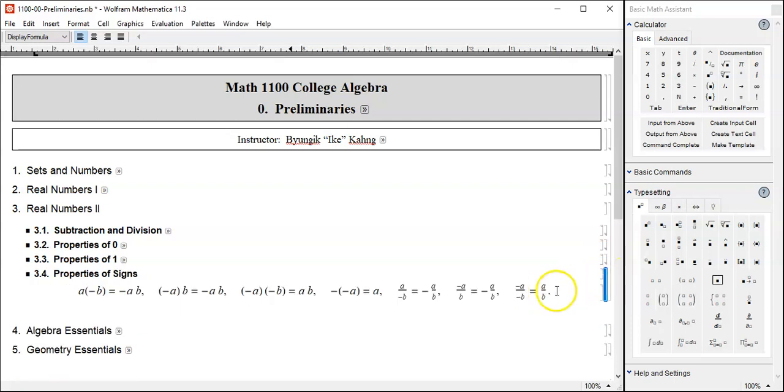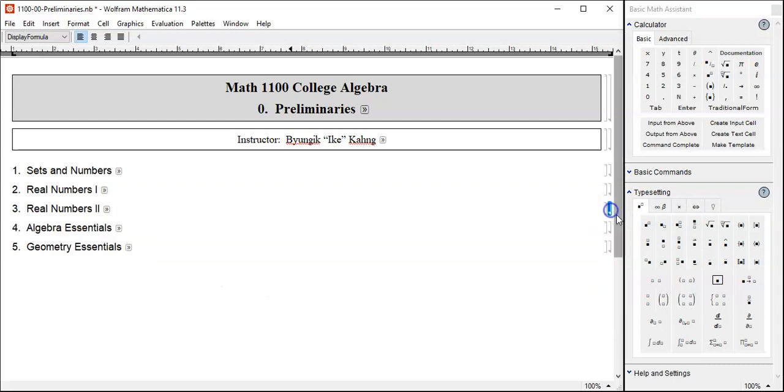Finally, properties of sign. Well, I hope everybody remembers. Positive times negative is negative. Negative times positive is negative. Negative times negative is positive. Double negative is positive, and so on. Similar things for division as well. I hope no problem there.